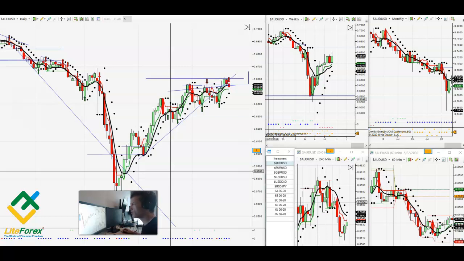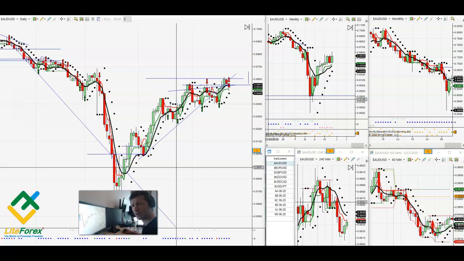I'm going to break down the major Forex pairs starting with the Australian USD.